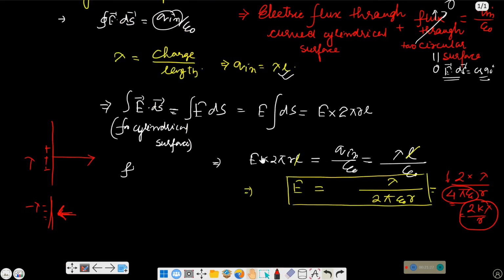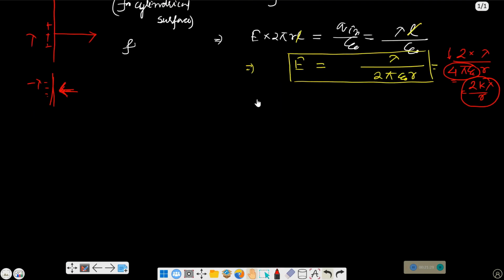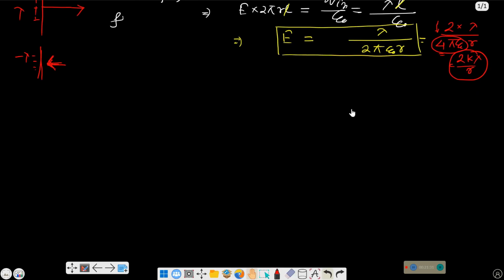Okay, next application is. If we have this equation, E equal to lambda by 2 pi r epsilon naught, then we can have the graphical representation of this electric field versus r. You can draw this very easily. So graphical representation is very important.